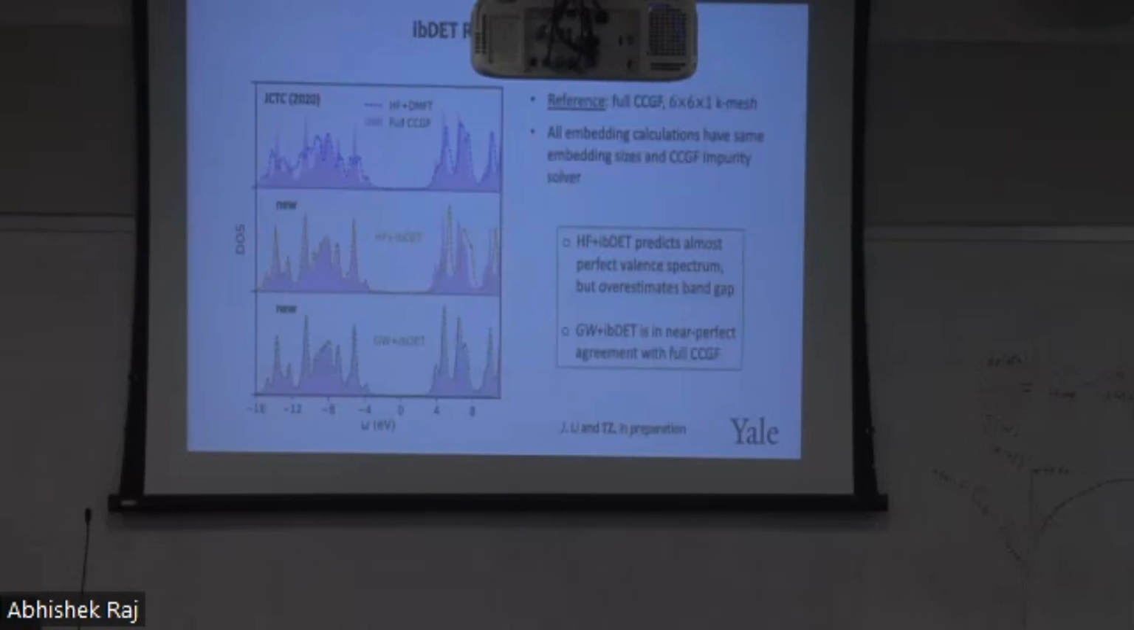So this is a result that we get for 2D boron nitride again. This time we really have a full CCGF result, not a UM-CCC actually, to compare to. And this is the old result, the GCTC 2020 paper.